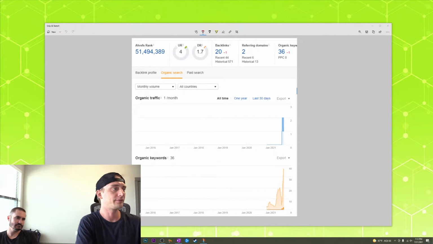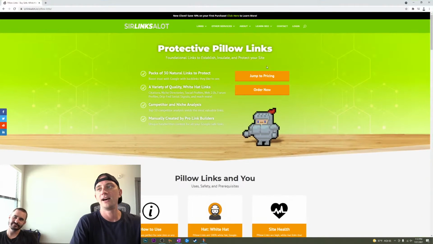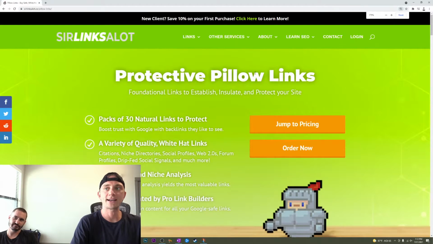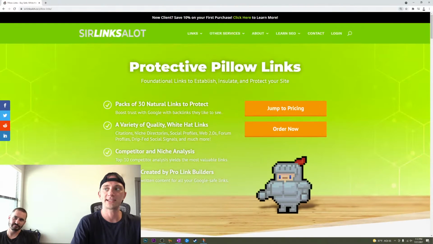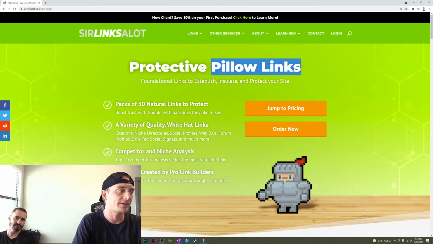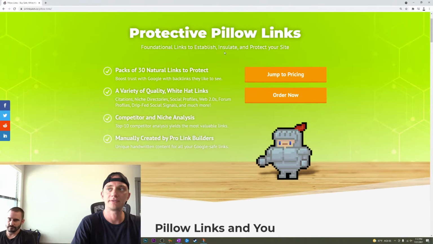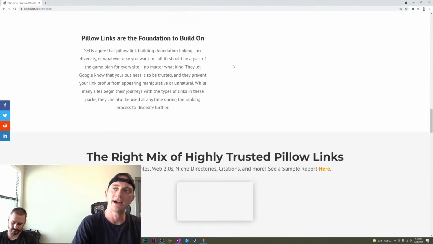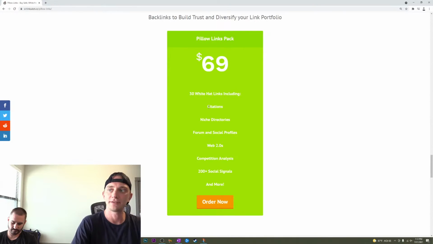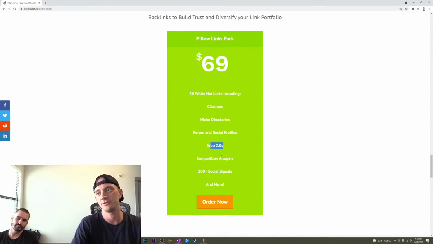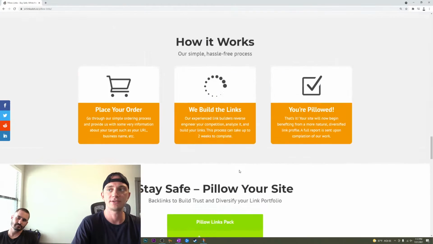I feel like I literally bring this up on every show we do, but pillow links, we sell packs of them. There are many different kinds of pillow links. But basically what they are, they're white hat links that anybody can create if you've got the time and know how to do them. Stuff like citations, niche directories, forum profiles, social profiles, Web 2.0s, social signals.